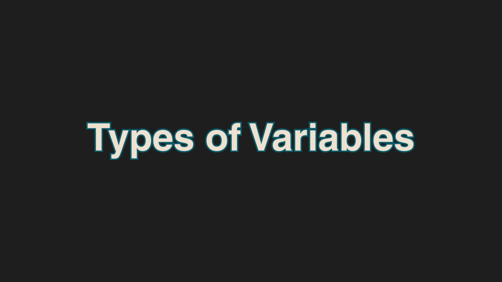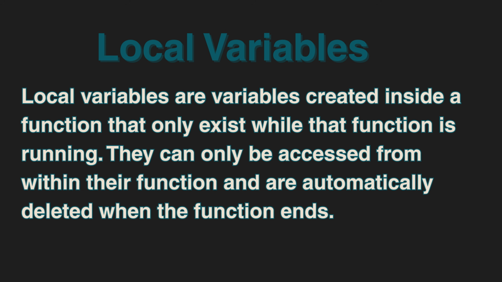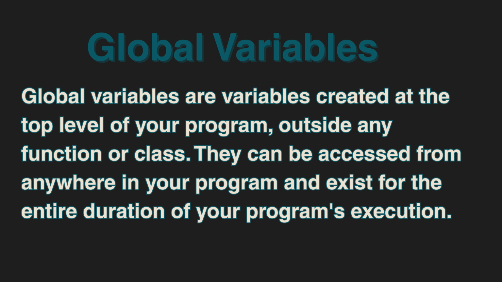It's important to understand that there are different types of variables in Python, and they behave differently depending on where they're created. We have local variables. These are created inside functions or methods and only exist while that function is running. Once the function finishes, these variables disappear. Then we have global variables. These are created at the top level of your program outside any function or class. They can be accessed from anywhere in your program.